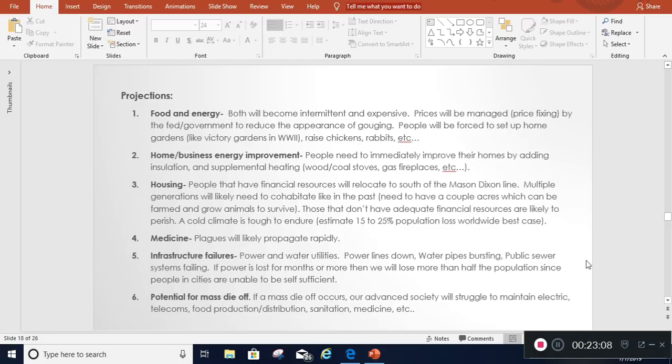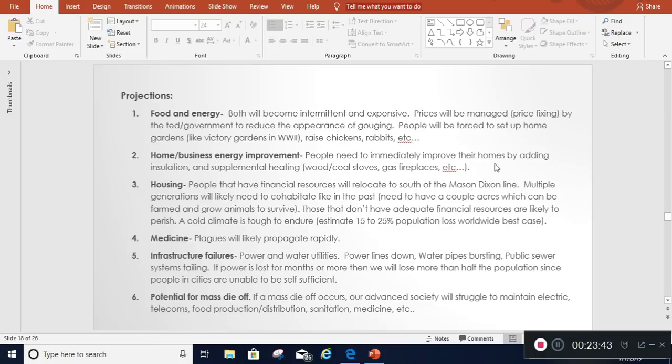So projections: food and energy both will become intermittent and expensive. Prices will be managed, price fixing by the federal government to reduce the appearance of gouging. People will be forced to set up home gardens like Victory Gardens in World War II, raise chickens, rabbits, etc. But I want you to realize when they go to price fixing, what happens is those things just go offline because people are not going to grow things at a loss. So they'll just till their harvest in and say, oh, okay, nobody gets it. That's just the way it works. They're not going to give away their wealth.